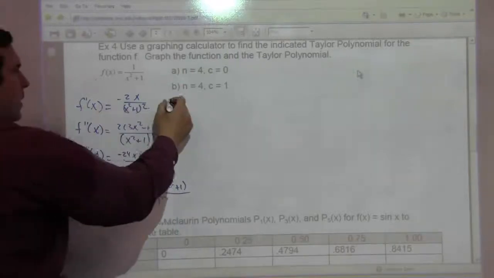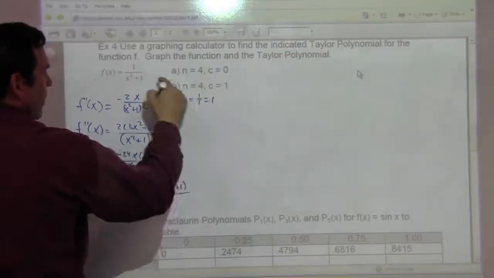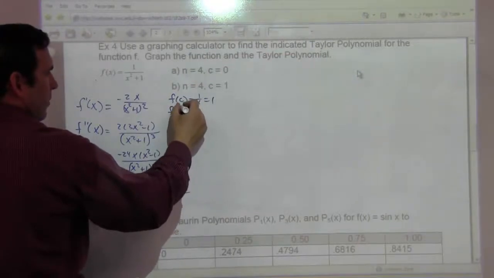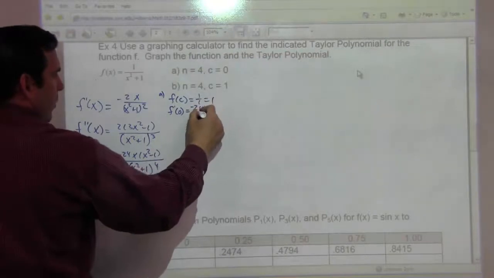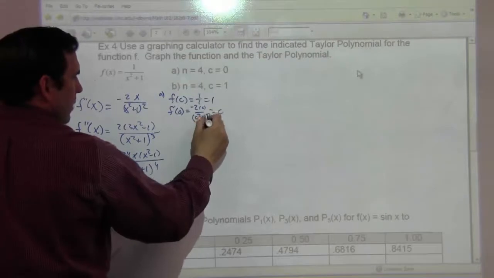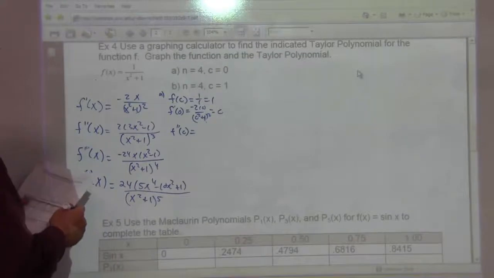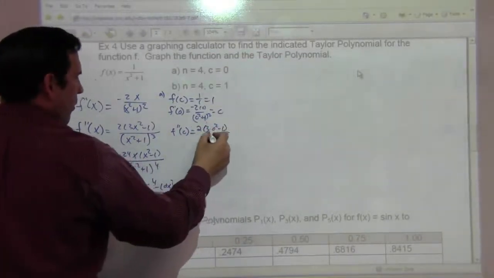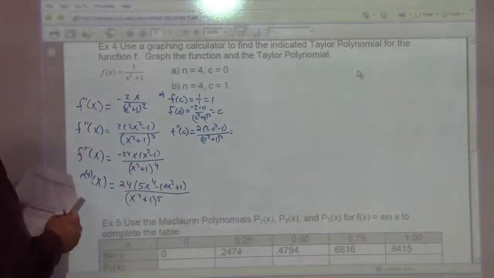Now, our original one, f of 0, is going to be 1 over 1, which is 1. That's putting 0 there. F prime at 0, this is doing for part A, is going to be negative 2 times 0 over 0 squared plus 1 squared. That's just 0. Our second derivative at 0 is going to be 2 times 3 times 0 squared minus 1 over 0 squared plus 1 cubed. And that is negative 2.